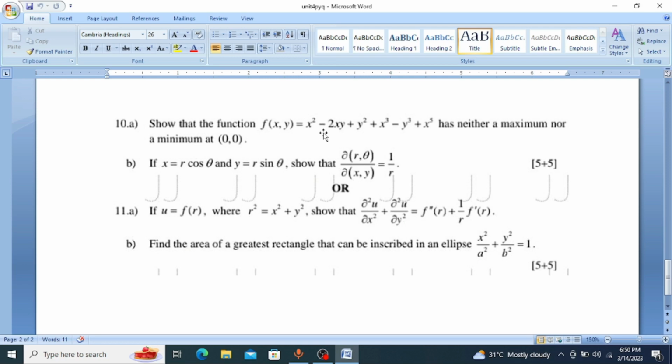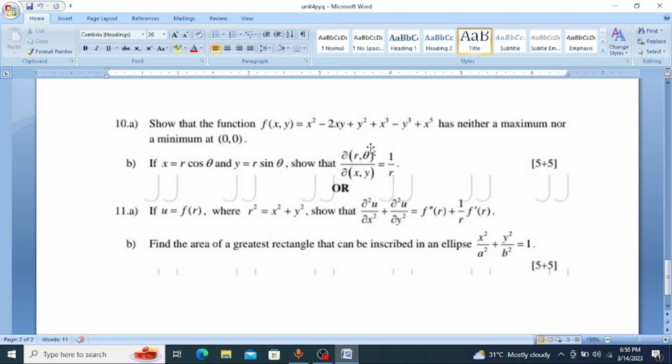N and M. So we have the condition ln minus m square is less than 0. L is nothing but dou square f by dou x square. It means we are differentiating this function with respect to x two times, second order differentiation, that is dou square f by dou x square. That gives the value of L. Then next find the value of m, that is dou square f by dou x dou y.